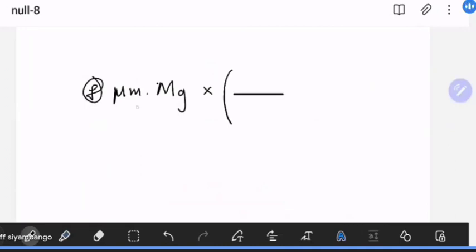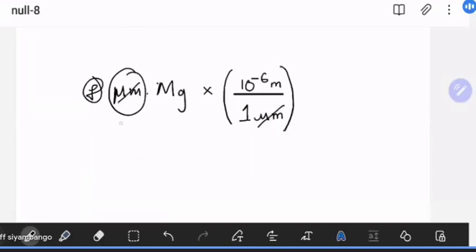In the first part, I'll try to convert the micrometer to the meter. Again, the relationship is simple. What do I want to eliminate? I want to eliminate the micrometer. So if I write 1 micro, the micro is smaller, so I must put 10 to the power minus 6 meters here. This will help me eliminate the micrometer. So I'll convert the micrometer using that step.